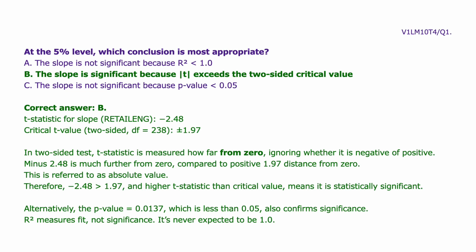Significance is determined by comparing the absolute value of the T-statistic to the critical value, or by checking whether the p-value is less than the significance level. R-squared measures goodness of fit, not statistical significance of the slope.